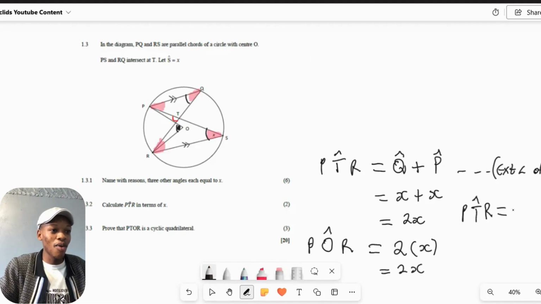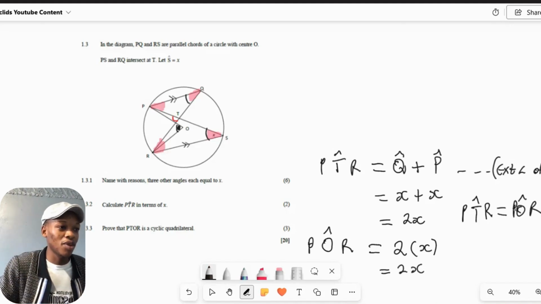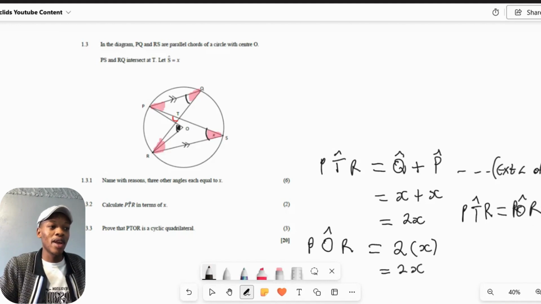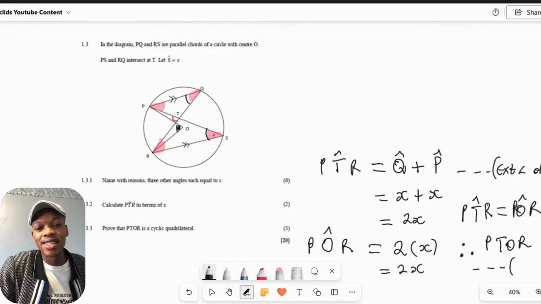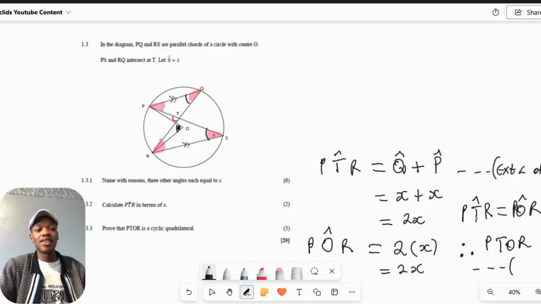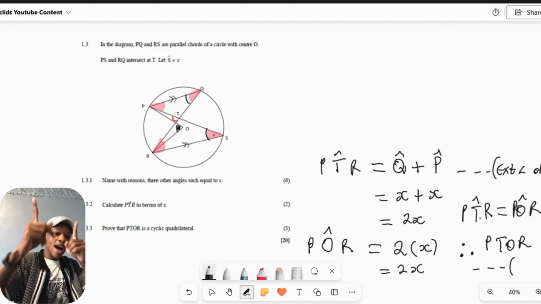Now, PTR is equal to POR. You should be specific, you are talking about an angle. Angle PTR and angle POR, they are both equal to 2X. Therefore, PTOR is a cyclic quad. Why is it a cyclic quad? Converse, angles in the same segment.